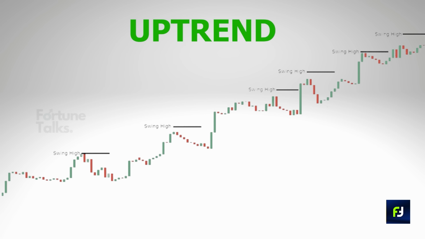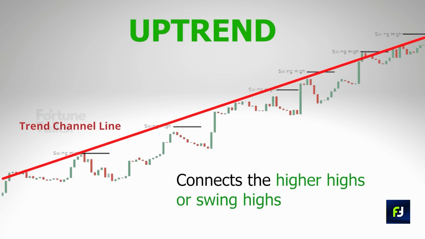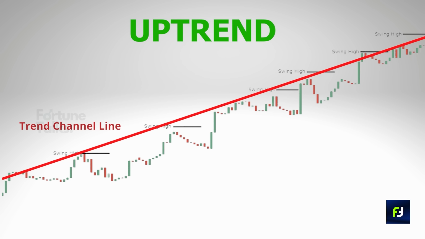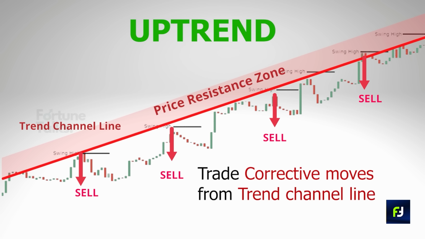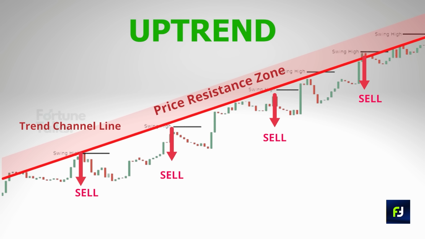After identifying all the higher highs, we can draw a line connecting the series of higher highs or swing highs that we have plotted, and this line is called the trend channel line, which will act as an area of resistance for the prices. We can trade the corrective moves from the trend channel line, or simply we can place a sell order when the price reaches the trend channel line.